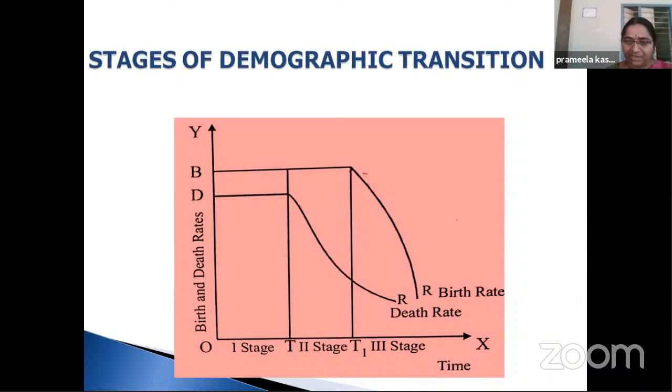According to these economists, every economy passes through these three stages. In the first stage, we can find the population almost stagnant due to high birth and high death rates.